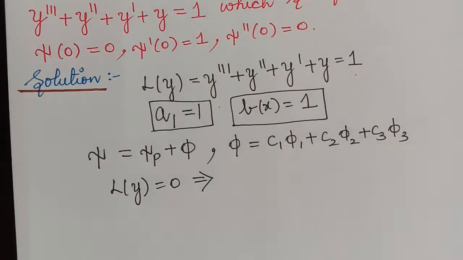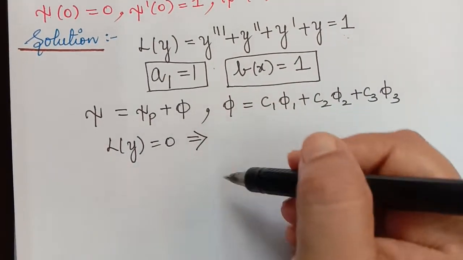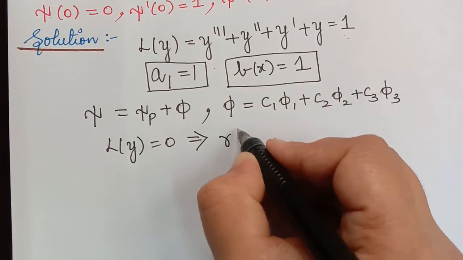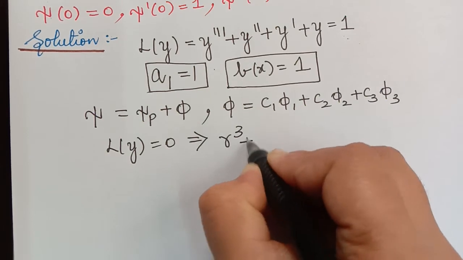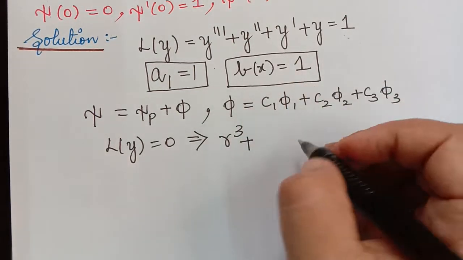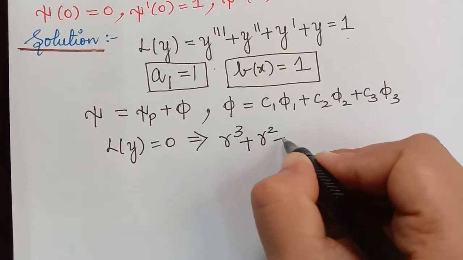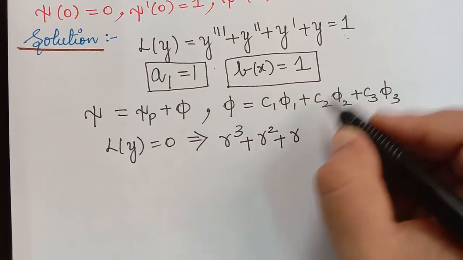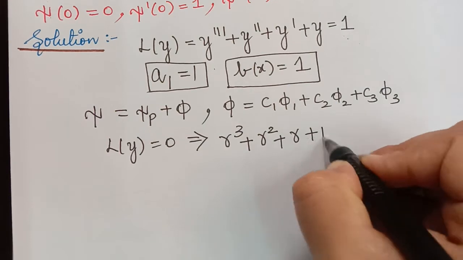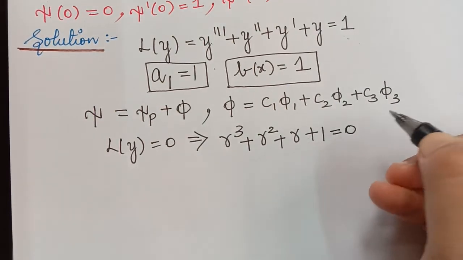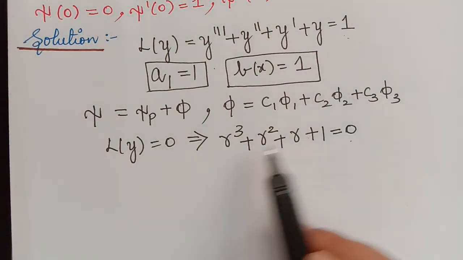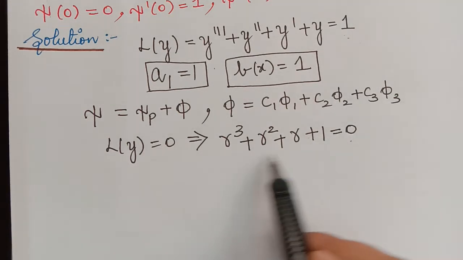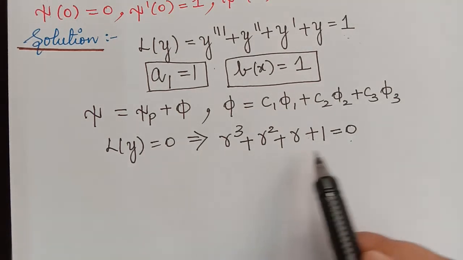So we know that the characteristic polynomial will be r cube plus r square, since we have a y double dash, plus r for y dash, plus a constant 1 for y, equal to 0. Now this polynomial has to be resolved. We have to factorize it to find the roots. Let us use the method of synthetic division in order to solve this.